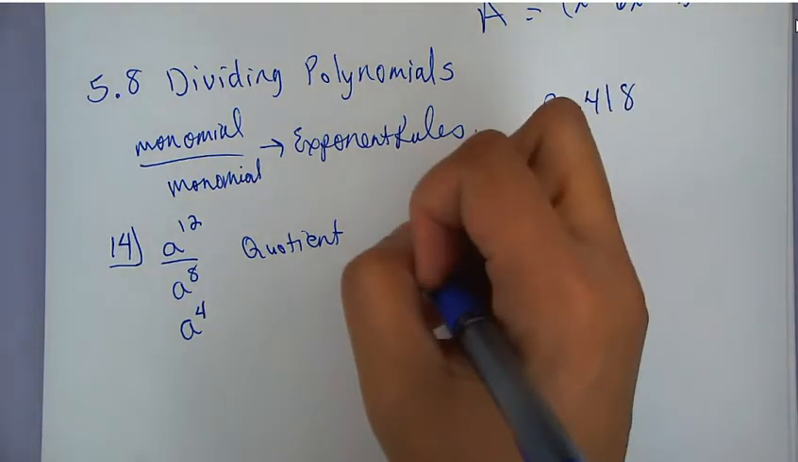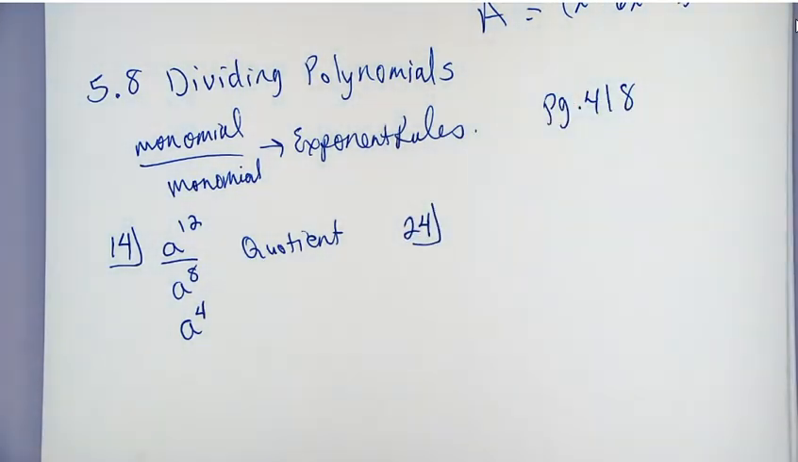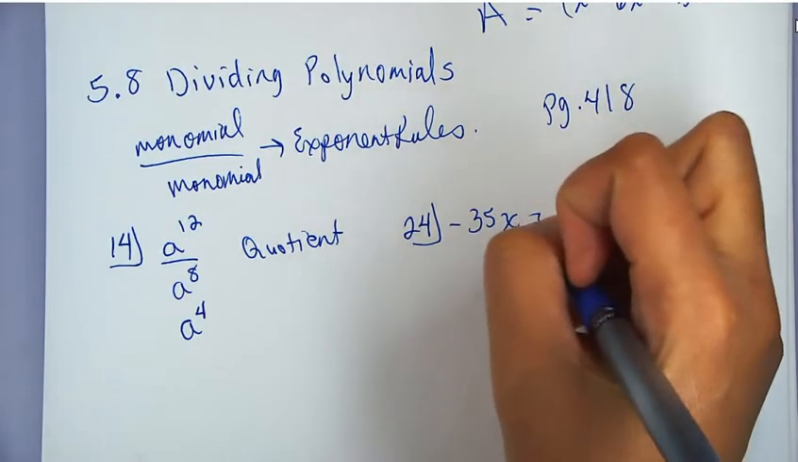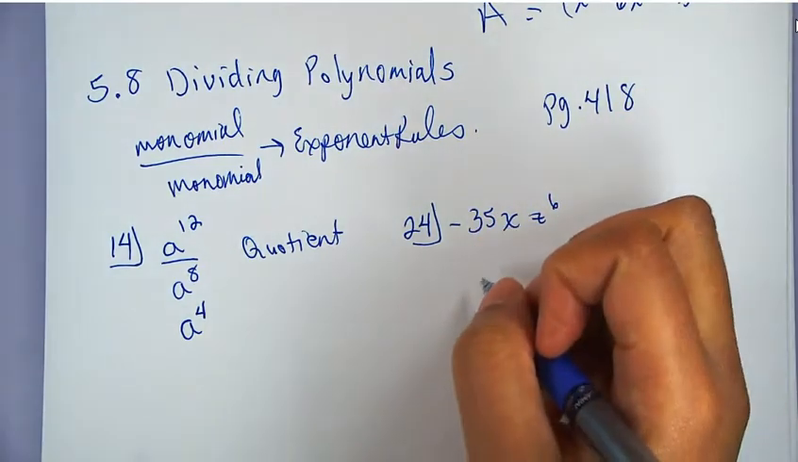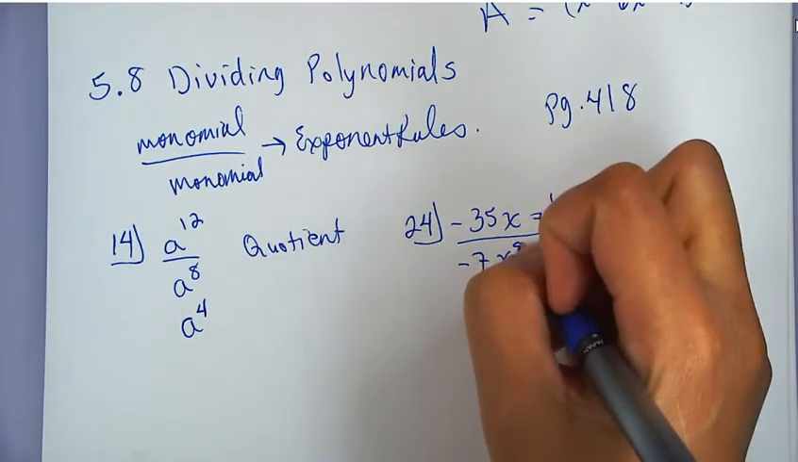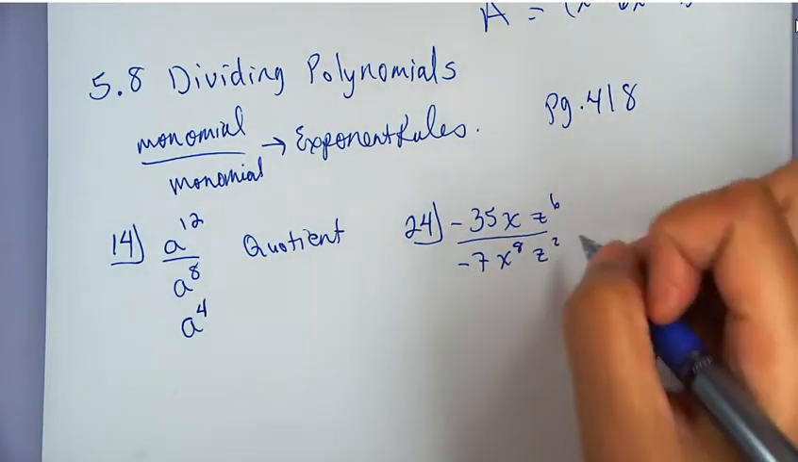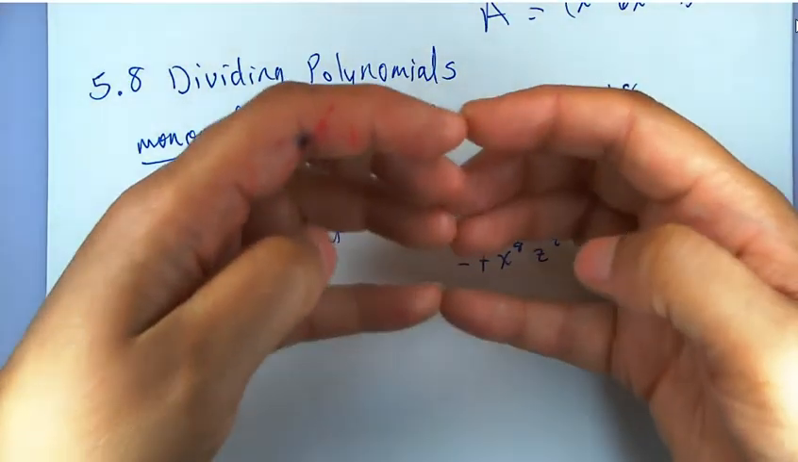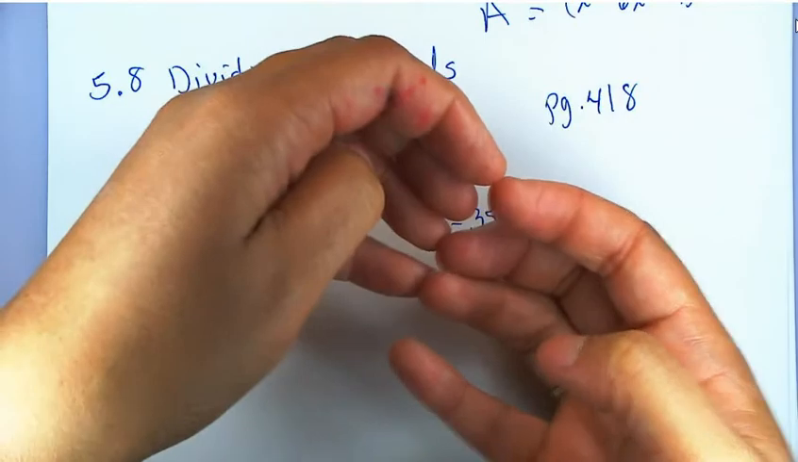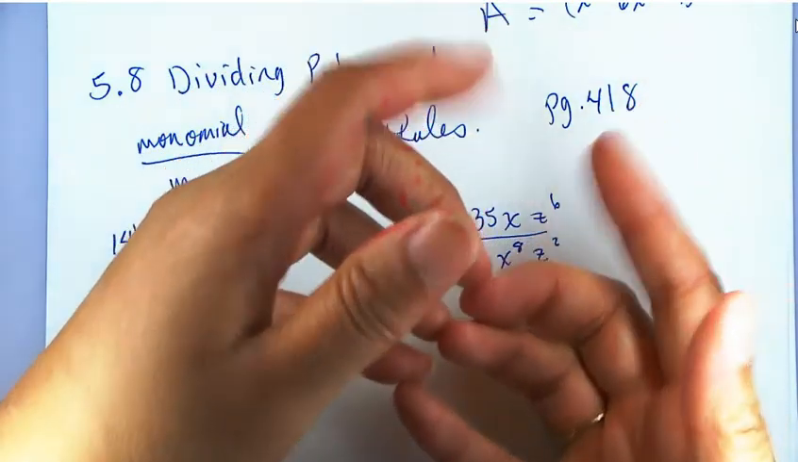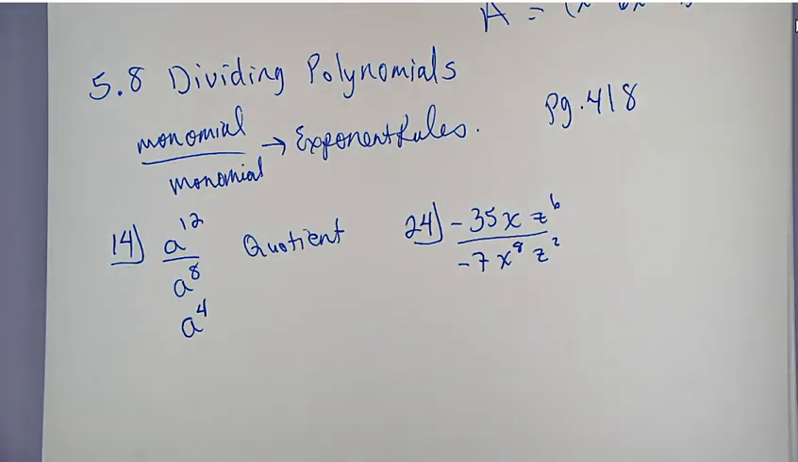Let's do another one. Let's do number 24. And I hope you're pausing it and you're trying it first. Negative 35 x z to the 6 over negative 7 x to the 8th z squared. And don't forget, there's nothing wrong with keeping track of it using our fingers. Remember we talked about this many on top, this many on bottom, and what do they do? They cancel out, and how many do we have left? So don't forget that you can use your fingers. That'll help you keep in mind what you have going on.